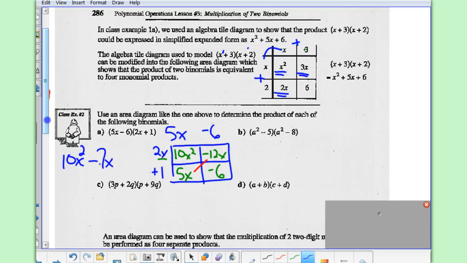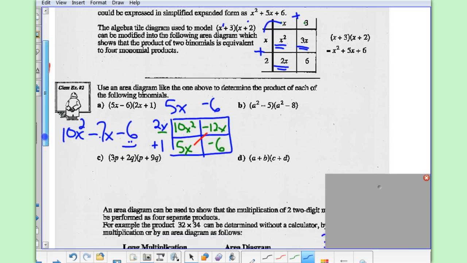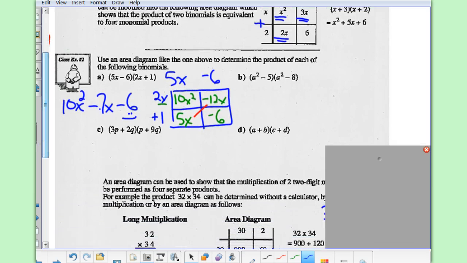Minus 7x and minus 6, and all was good. So we could have done that one with algebra tiles. We've already done that several times, but it gets really tricky when you do something like this, because trying to do a question like this with algebra tiles becomes pretty tricky.